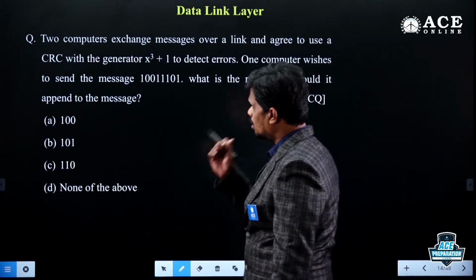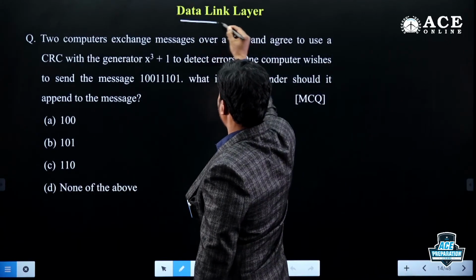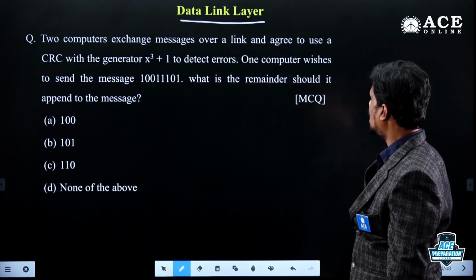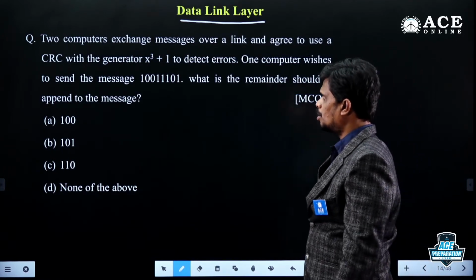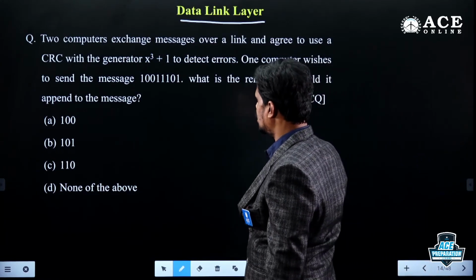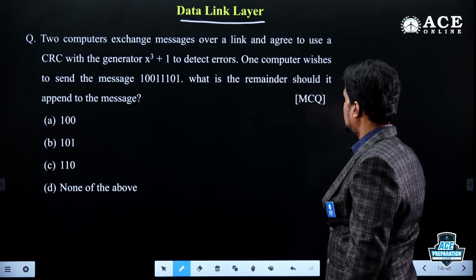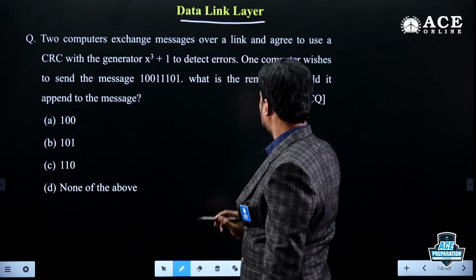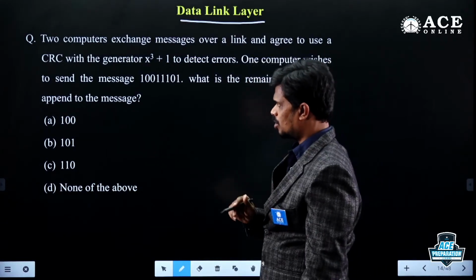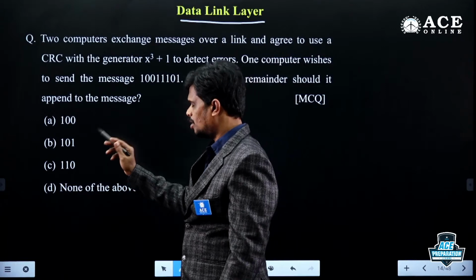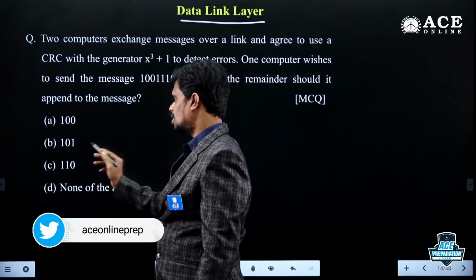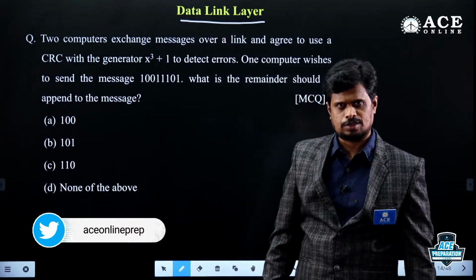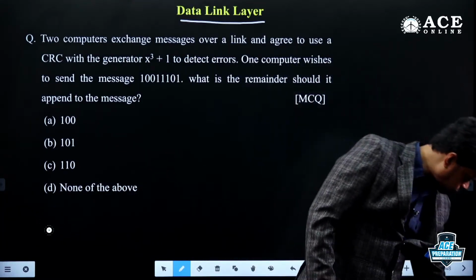Look at this question, which is based on the data link layer and the CRC part. Two computers exchange messages over a link and agree to use CRC with the generator polynomial x to the power 3 plus 1 to detect errors. One computer wishes to send the message 1001101. What is the remainder it should append to the message? Option A 100, option B 101, option C 110, option D none of the above. So what is the answer for this? Please do the calculation.